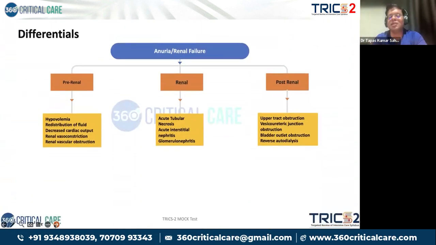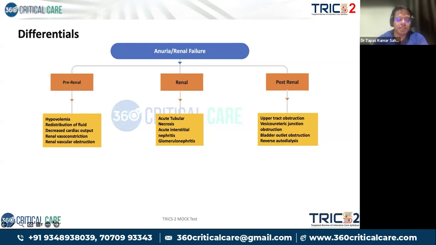Now, the last syndromic approach that I have shown you is anuria or oliguria or renal failure. We all know the causes of anuria or oliguria or AKI, and we make it in a very scientific way: pre-renal, renal, post-renal. In the pre-renal, we all know the causes, then renal, and then the post-renal, the obstructive uropathy.